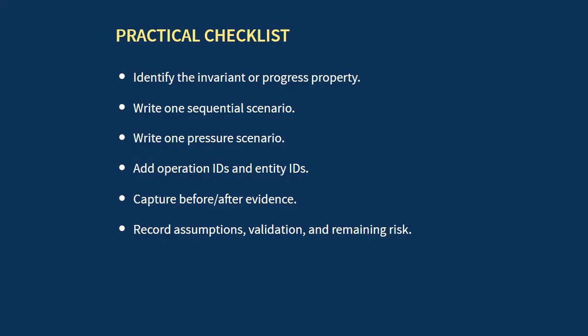Before you finish, follow the checklist in order. Identify the invariant, write a sequential scenario, write a pressure scenario, add operation IDs and entity IDs, and capture before and after evidence. What if my logs are still too vague to reconstruct the failure? Then the evidence is not yet strong enough. You need structured logs in enough detail to defend the assumption, the validation, and any remaining risk.